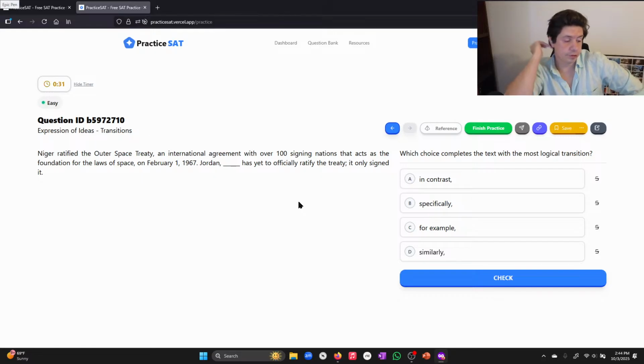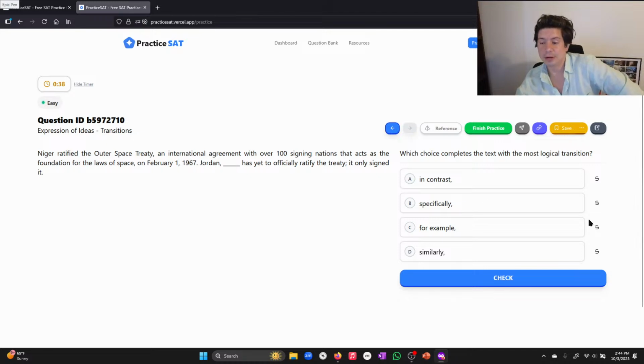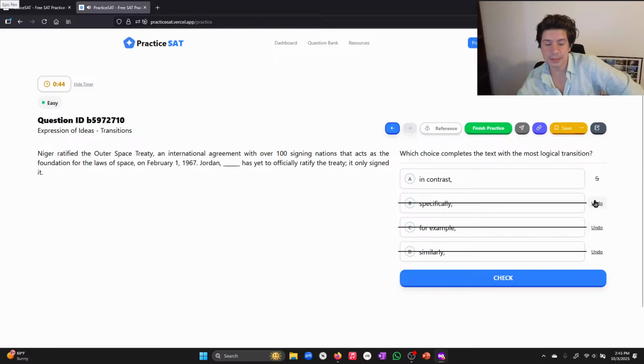So here we're showing 2 different ways of going about it. So we have in contrast, specifically, for example, and similarly. They're not similar because they're doing the opposite thing. This is an example of the first one. And it's not specifically because that's when you narrow it down. So it should be in contrast.